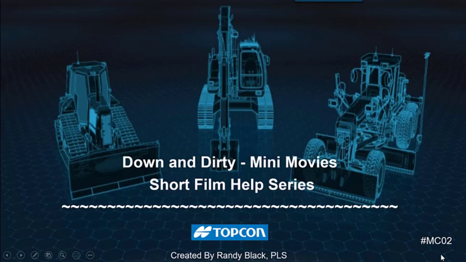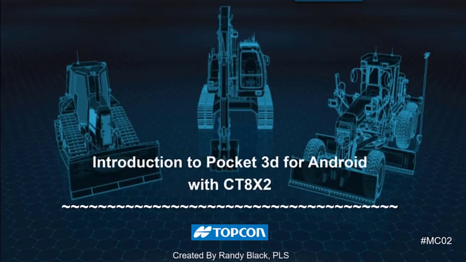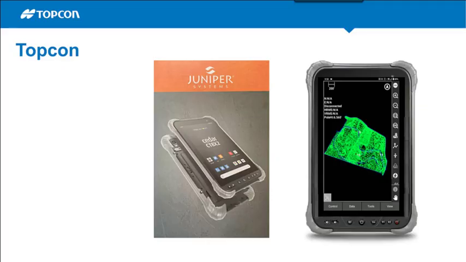Hello and welcome to video number 2 in our construction machine control down and dirty mini movie short film help series. Today we're going to be introducing Pocket 3D for Android, and this is going to be recorded on the CTX8 Juniper box that you see here.